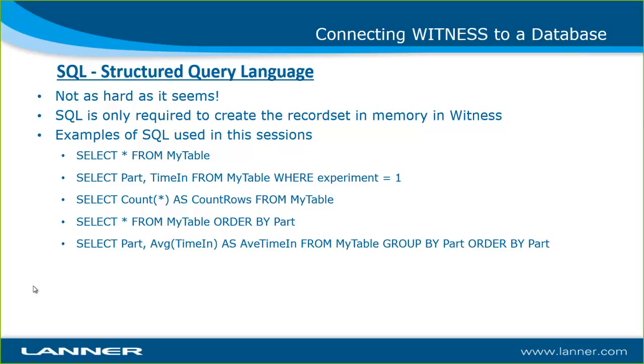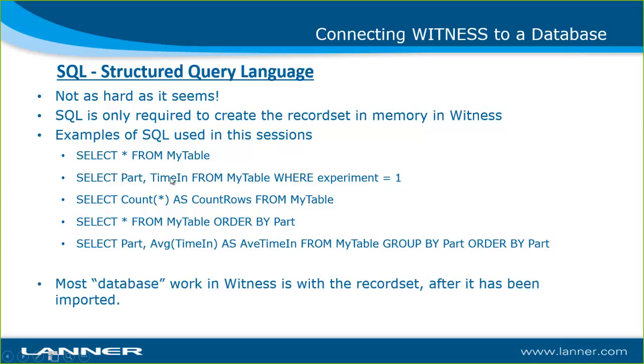But it's only required within Witness to actually get the data into memory. We can use, as you can see here, select star from my table, which simply means get me everything from a table called my table, or I might just want two particular parts from the table, or I might want to filter it, or I might want to count things. This is possibly as complicated as you're going to get. This is just grouping parts by part number and coming up with the average of time in and pulling that in. Most of what we would call the database work after that is actually not working with the database, it's working with the record set that's in memory.